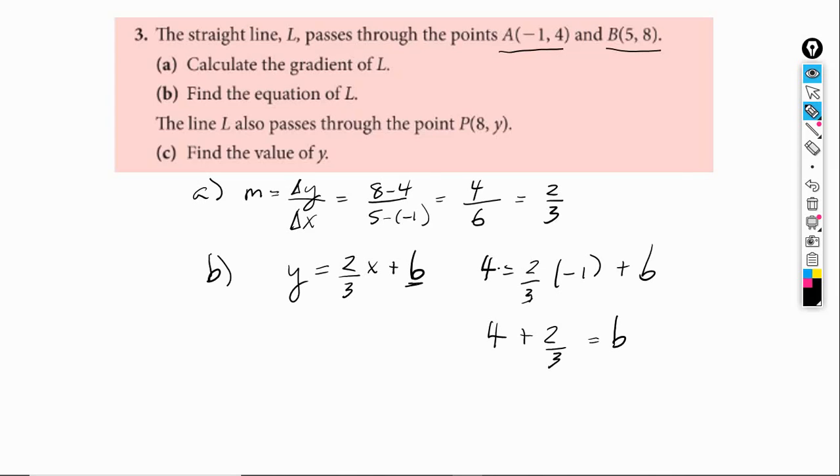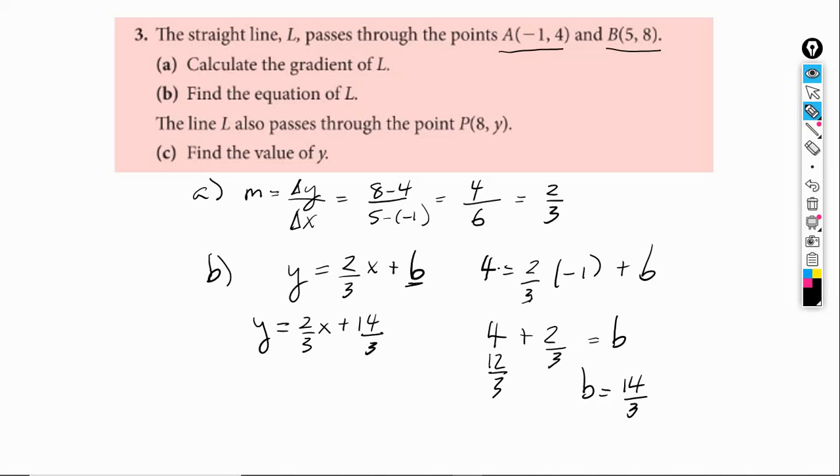And then from here we can sum this. Remember that we can change this into a fraction by multiplying 4 by 3. So 4 is really the same as 12/3, right? So 12/3 plus 2/3 is equal to 14/3. So b equals 14/3. And then we have our equation. So our equation for L is y equals 2/3 x plus 14/3.